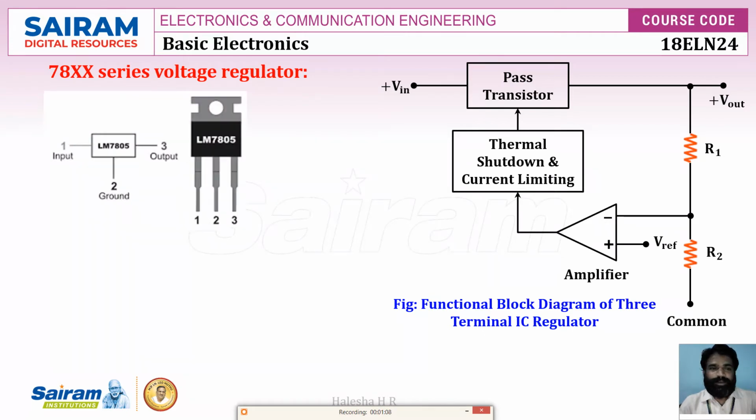So this is the practical IC. It has three pins: 1, 2, 3. Pin number 1 is input, 2 is ground, and 3 is output. In 7805, XX can be 05, 06 and so on, based on the output voltage required.